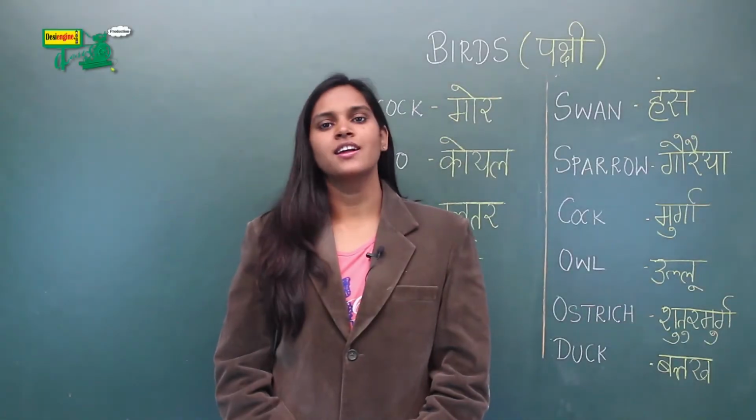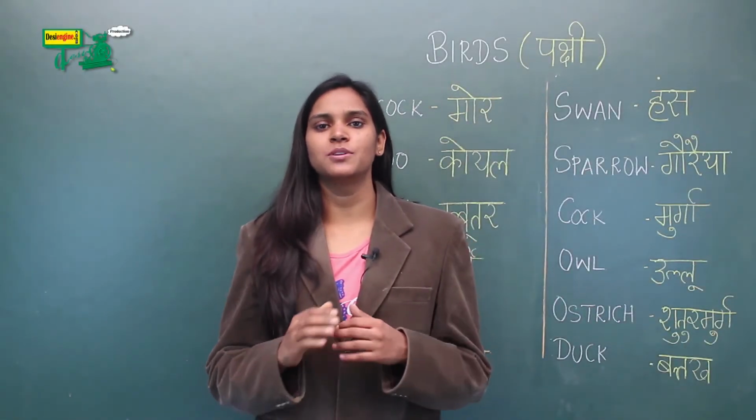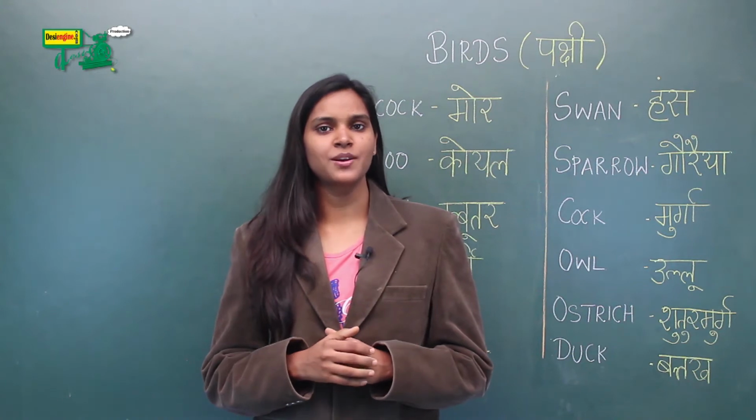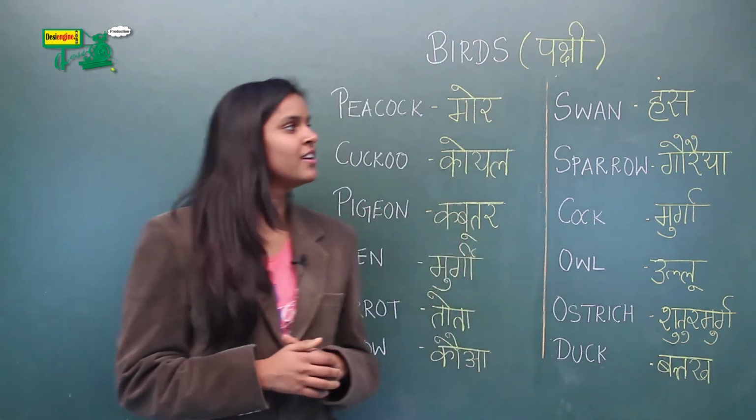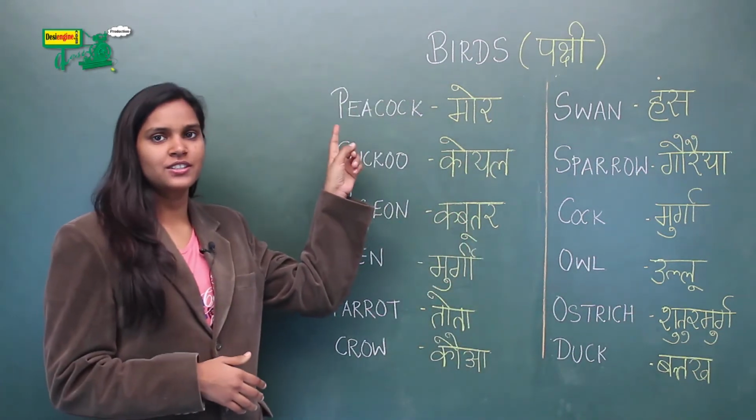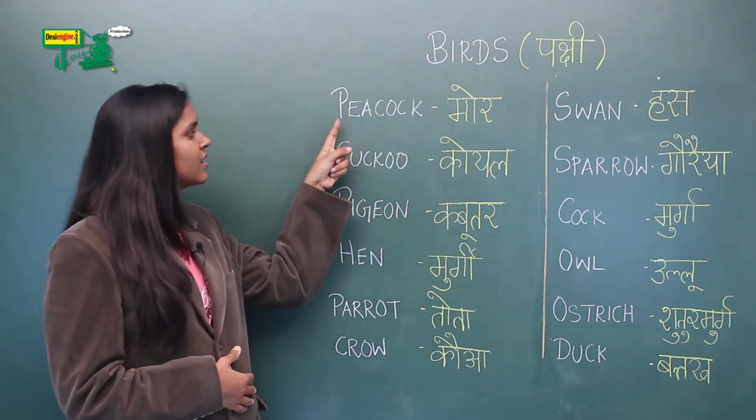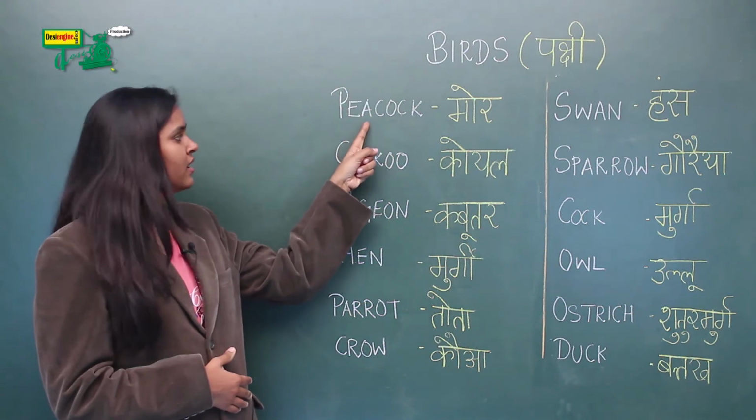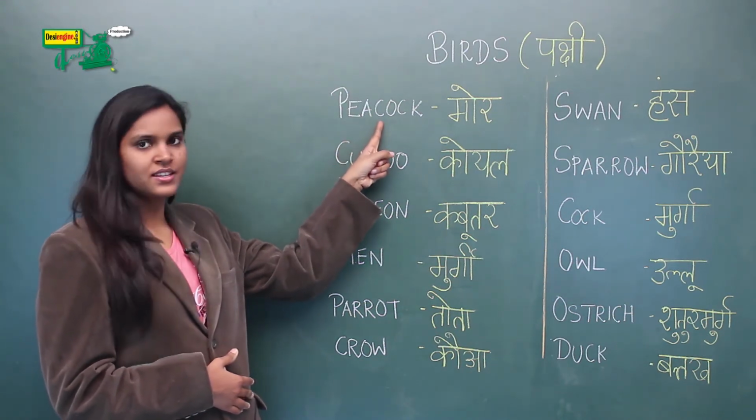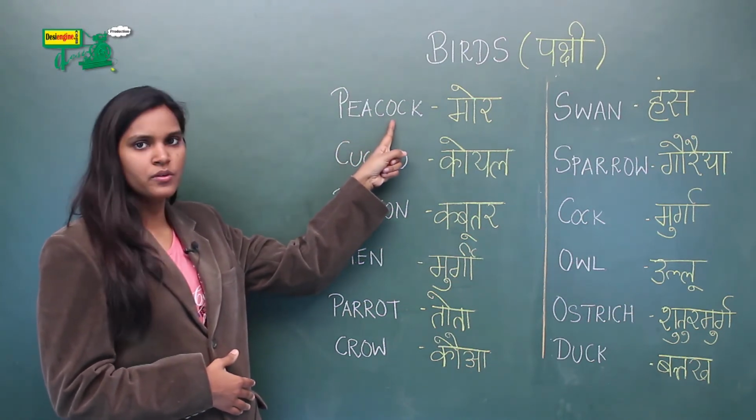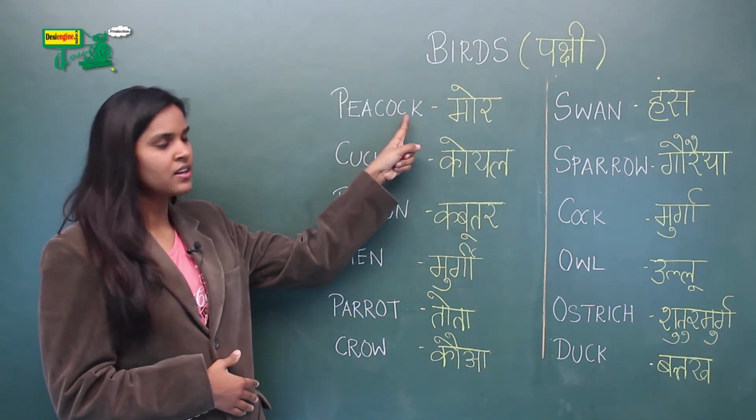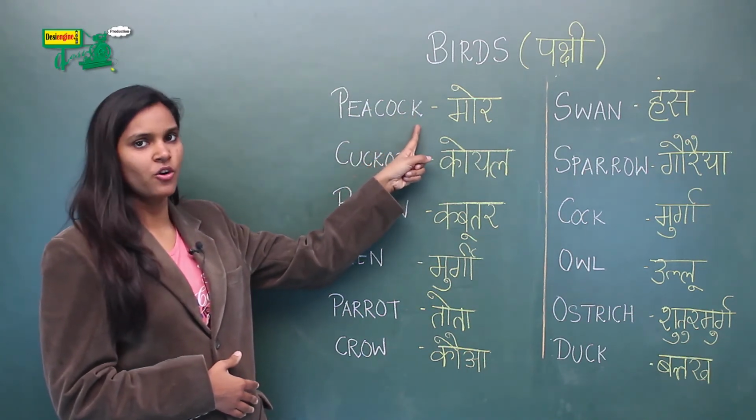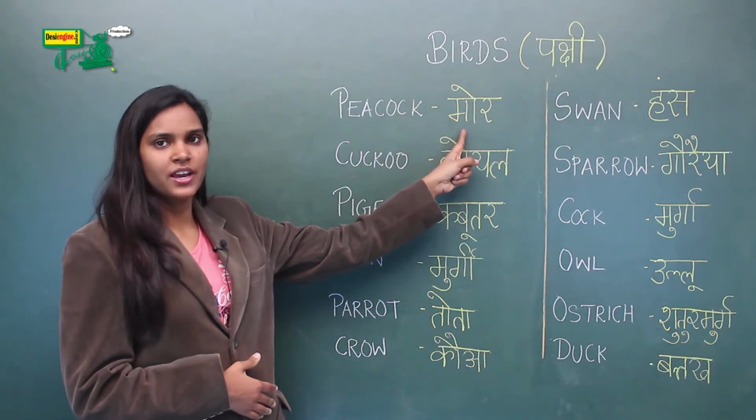Hello friends, let's learn about the different kinds of birds today. Birds means pakshi. The first word that we are going to learn is peacock. It is spelled as P E A C O C K. Peacock. इसका मतलब होता है मोर.